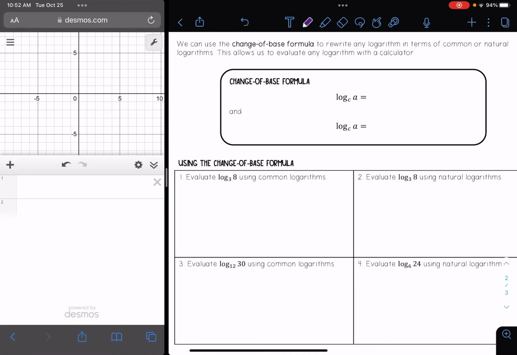So something that we can use to rewrite any logarithm in terms of common or natural logarithms is the change of base formula. So this allows us to evaluate any logarithm with a calculator.